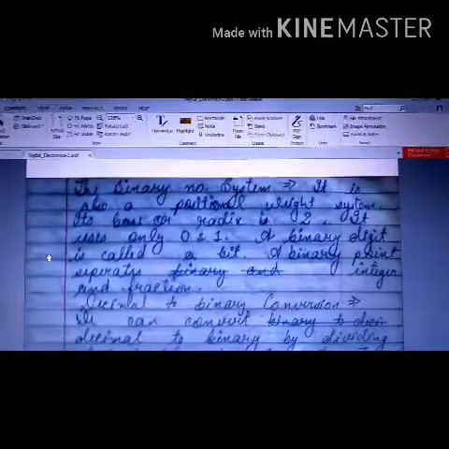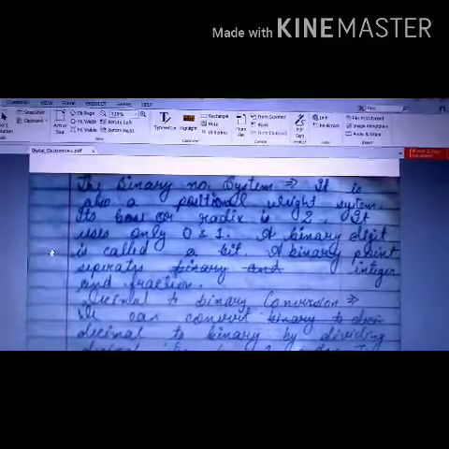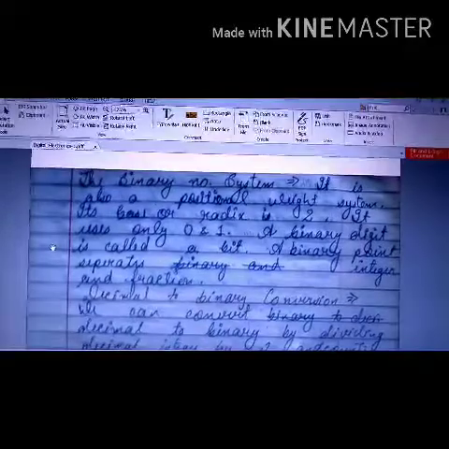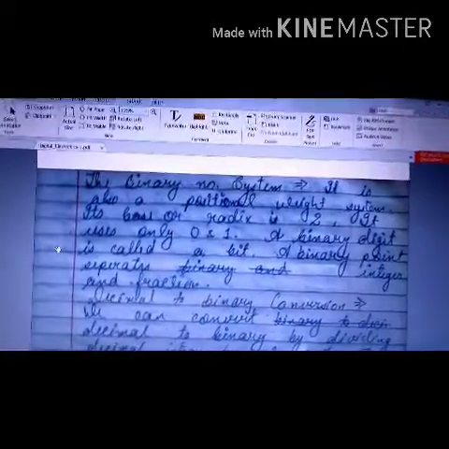Now there is a binary point similar to the decimal point. Decimal point separates numbers before and after the decimal point in a decimal number system. So the binary point separates the number before and after the binary point.